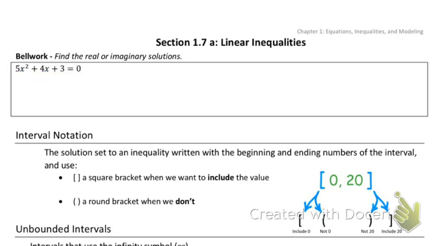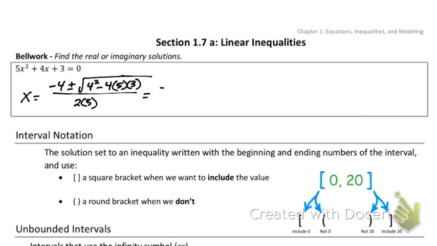Usually what tells you to complete the square is if you just have a 1 here, or if they're all going to be whole numbers. So that's not going to quite work. So let's use the quadratic formula, which would be negative b, so negative 4 plus or minus the square root of 4 squared minus 4 times a times c, which would be 4 times 5 times 3, all over 2 times a, which would be 2 times 5.